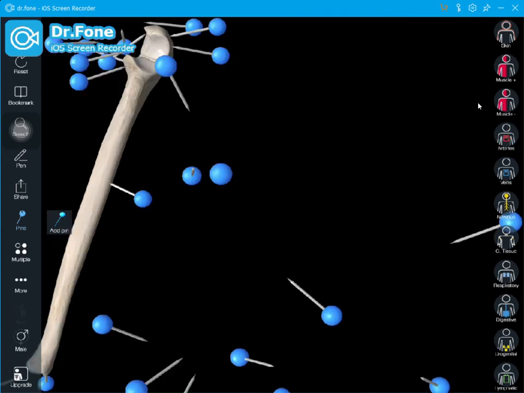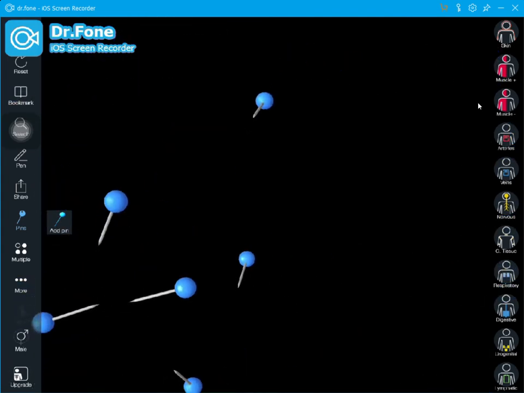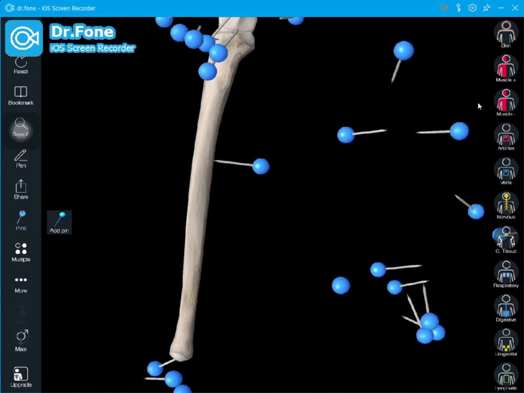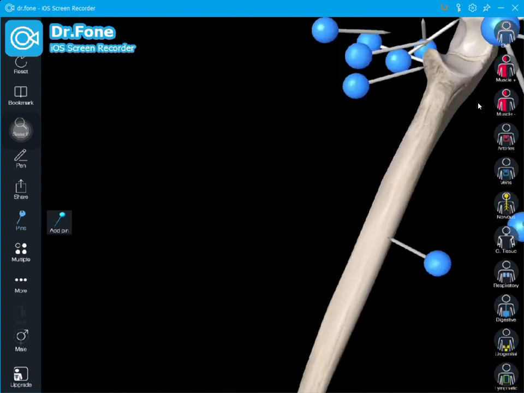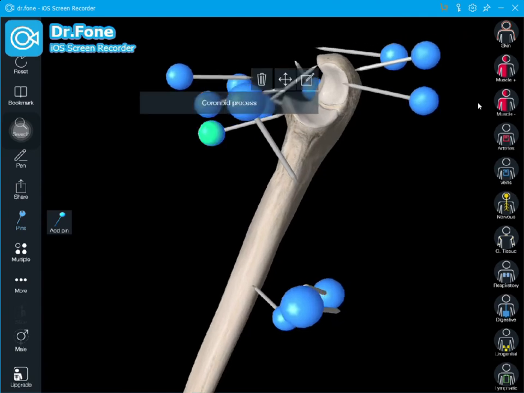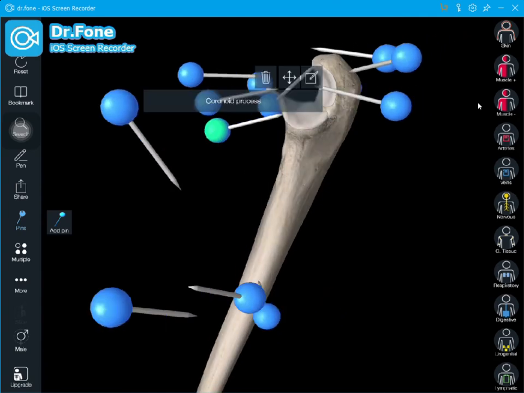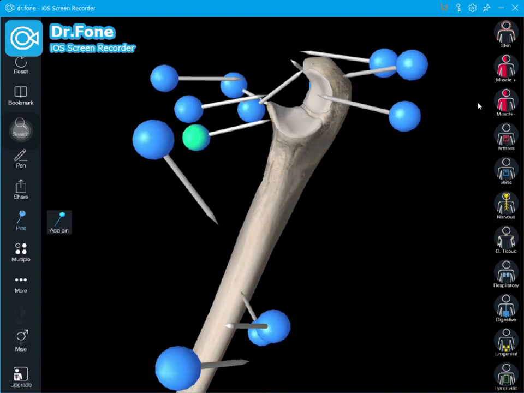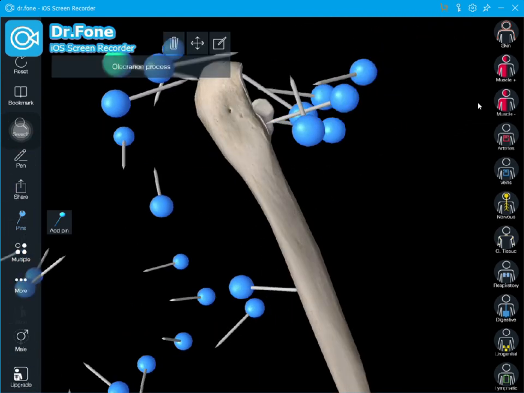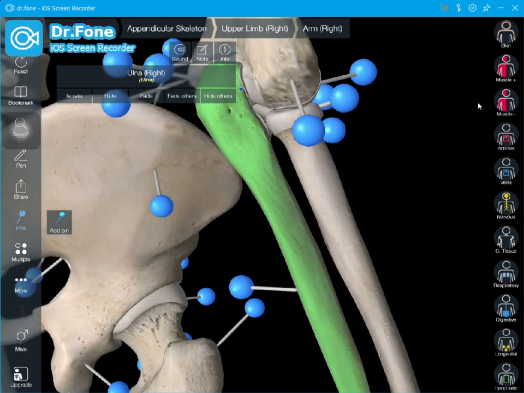So your ulna, some main parts of the ulna. I'm trying to get to the better view of the wrench. So the top part is called the coronoid process. The lower portion of the wrench is the coronoid process. The top portion is the olecranon process.